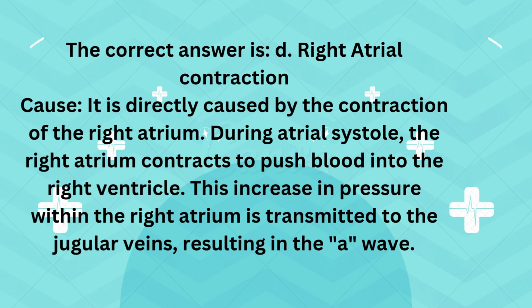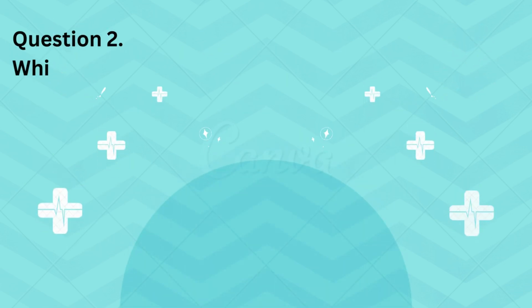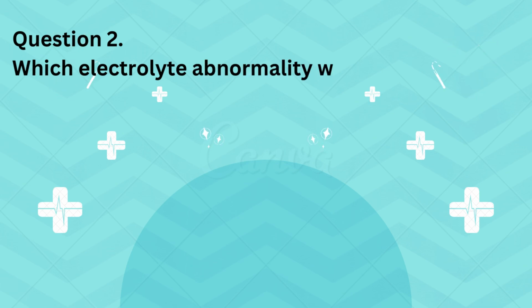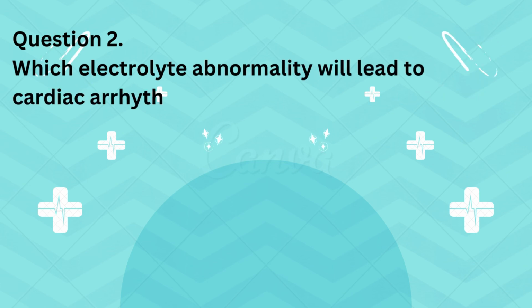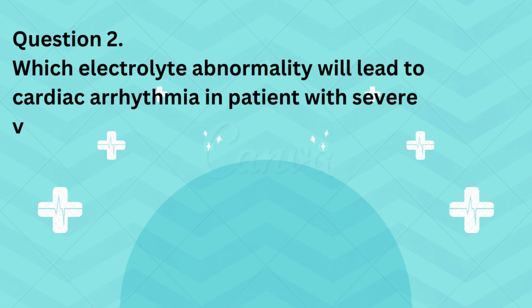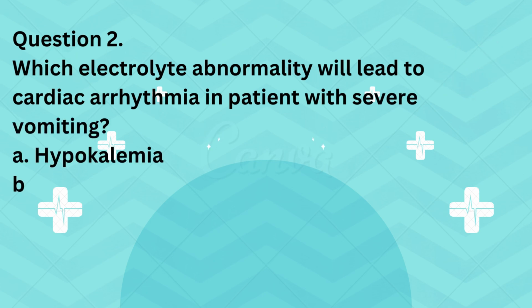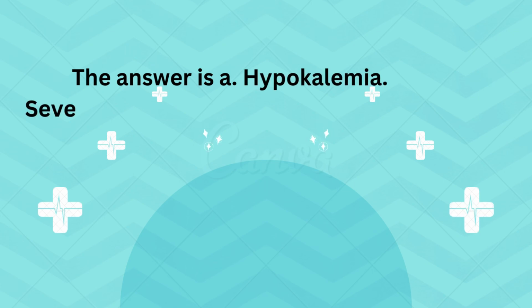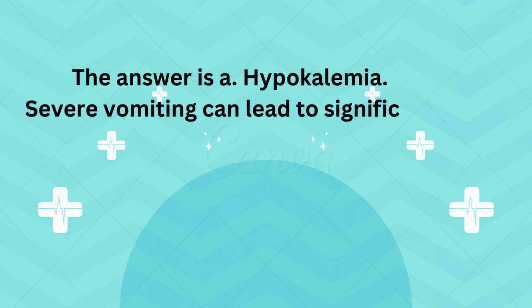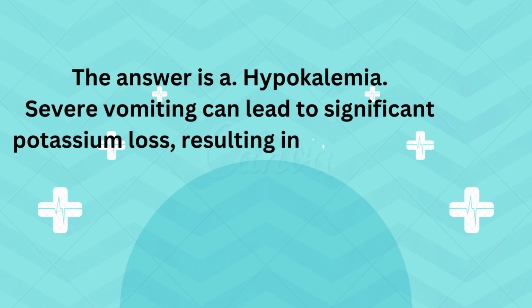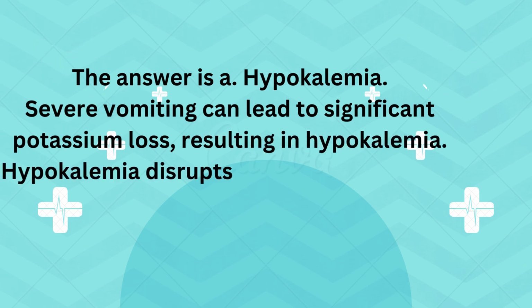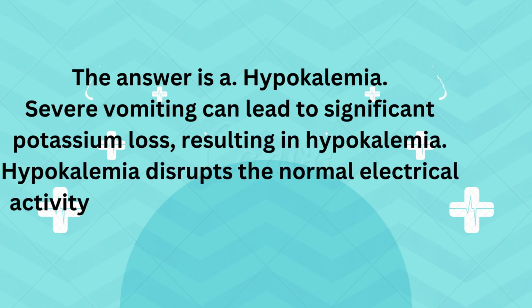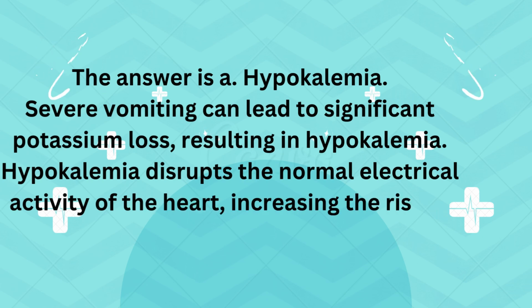Question 2. Which electrolyte abnormality will lead to cardiac arrhythmia in a patient with severe vomiting? A. Hypokalemia. B. Hyponatremia. C. Hyperkalemia. D. Hypocalcemia. The answer is A. Hypokalemia. Severe vomiting can lead to significant potassium loss, resulting in hypokalemia. Hypokalemia disrupts the normal electrical activity of the heart, increasing the risk of cardiac arrhythmias.